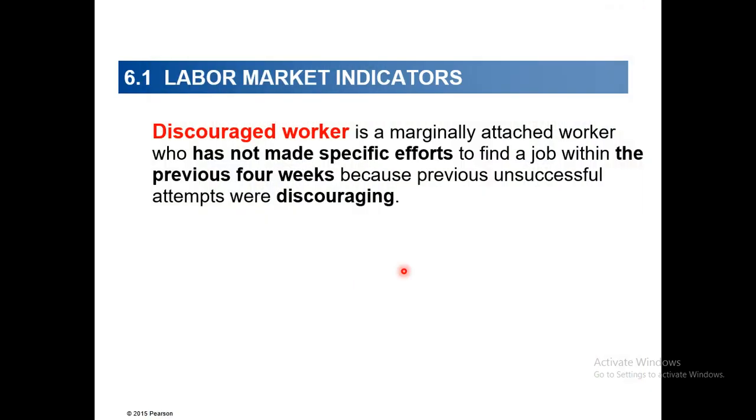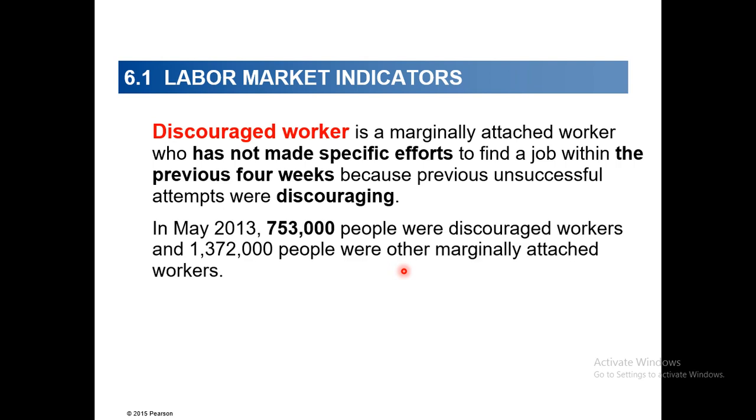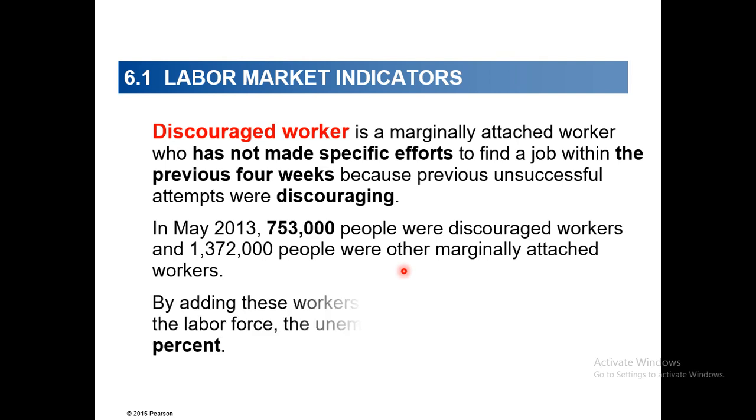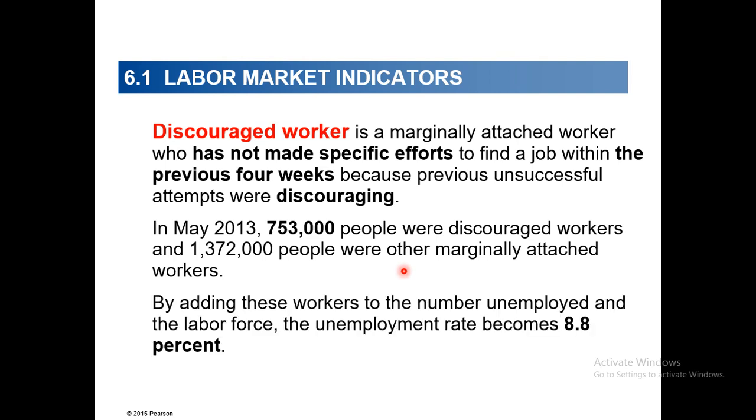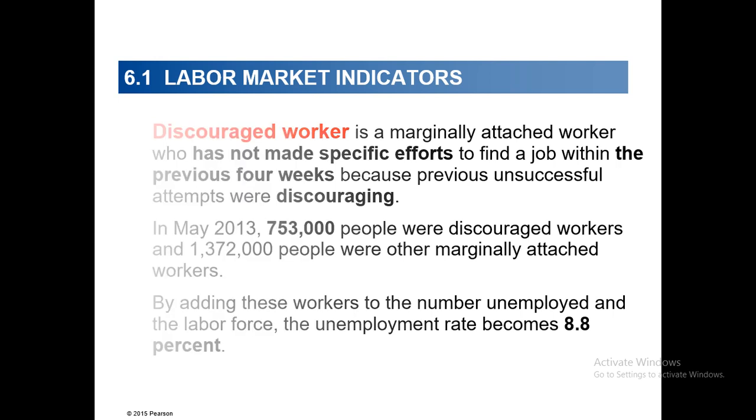A discouraged worker is a marginally attached worker who has not made specific efforts to find a job within the previous 4 weeks because previous unsuccessful attempts were discouraging. As of 2013, 753,000 people were discouraged workers. By adding these workers to the number of unemployed people, the unemployment rate becomes 8.8%.